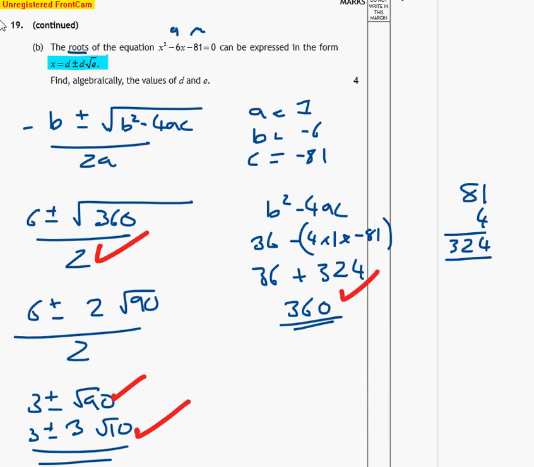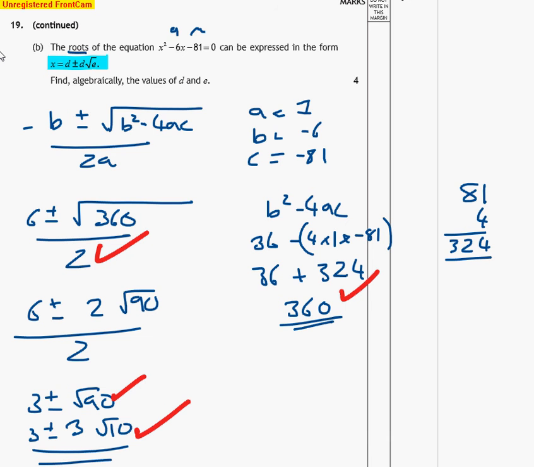And I think you should also finish with a sentence here that says, d equals 3 and e equals 10. You don't have to. This is fine, but it's not a bad idea. So that's what I go to when I see the word roots.